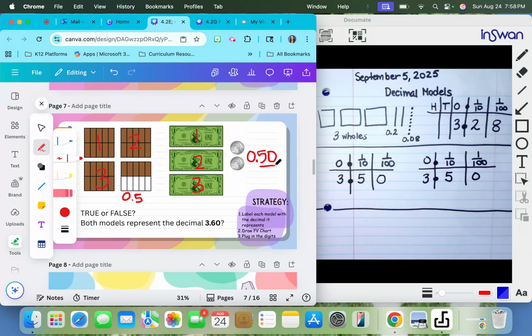All right, taking a look back at our question, it was true or false. Both models represent the decimal 3 and 60 hundredths. Do these models represent 3 and 60 hundredths? No, they were 50 hundredths. And so that would be false. It is false.